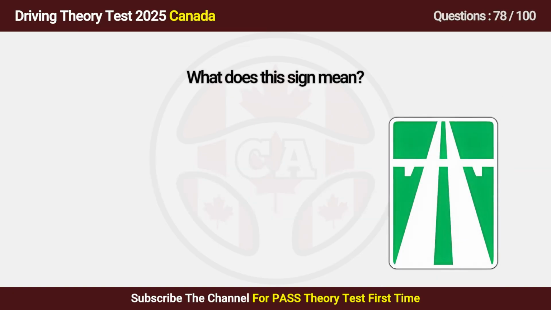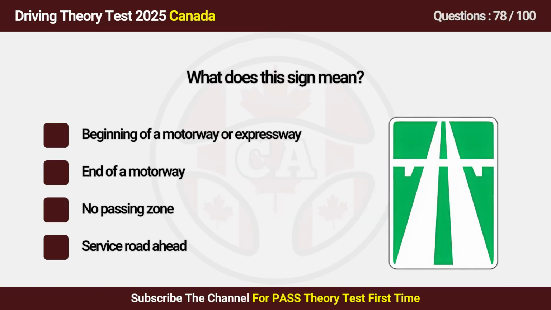Question 78. What does this sign mean? A. Beginning of a motorway or expressway. B. End of a motorway. C. No passing zone. D. Service road ahead.